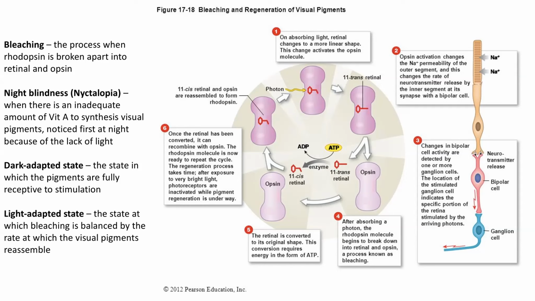Okay. And then we have dark adapted state. That's when the pigment is fully receptive to stimulation. And then light adapted state is when the bleaching, or the separation, is balanced with the rate at which the visual pigment is assembled. So we have a balance between the cycle. You don't have to worry about those too much, but just know this little process.